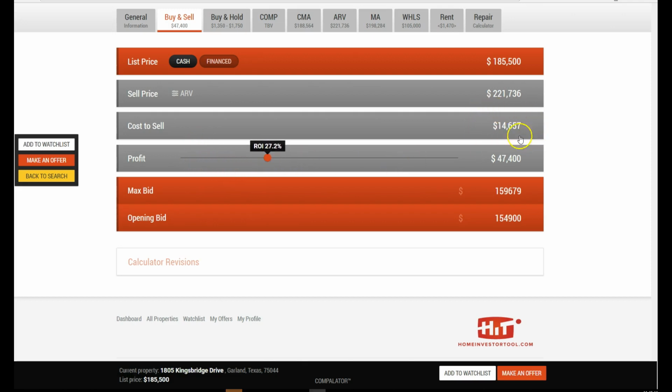So if we assume that this property costs $14,000 total, and you want to achieve a profit of, let's say, $55,000, then the property is listed for $185,000. Your bid would have to be at $147,500, not to exceed $151,979.